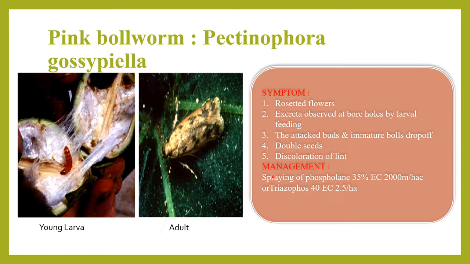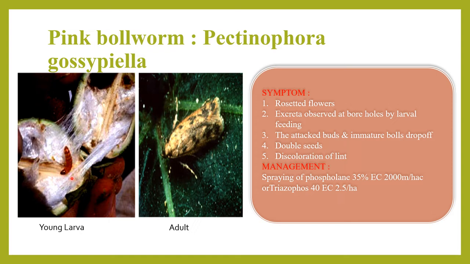Coming to the management, you can spray phosalone 35% EC at 2000 ml per hectare, or triazophos 40 EC at 2.5 per hectare. Here you can observe the images: this is the young larva of the pink bollworm, and this is the adult.